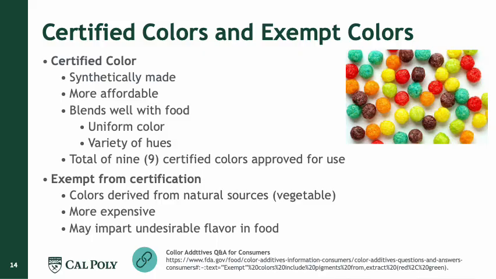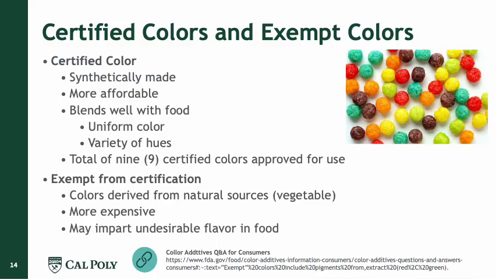Now we have the other category, which are the exempt from certification, which are what we call the natural colors. They are derived from natural sources, like vegetables and fruits, most of the time vegetables. They are more expensive, and they may impart an undesirable flavor in food. Because they come from natural sources, they have a flavor associated with them, and that's where this undesirable flavor comes from. Maybe it's not really undesirable, but it's something that maybe you don't want in the product.